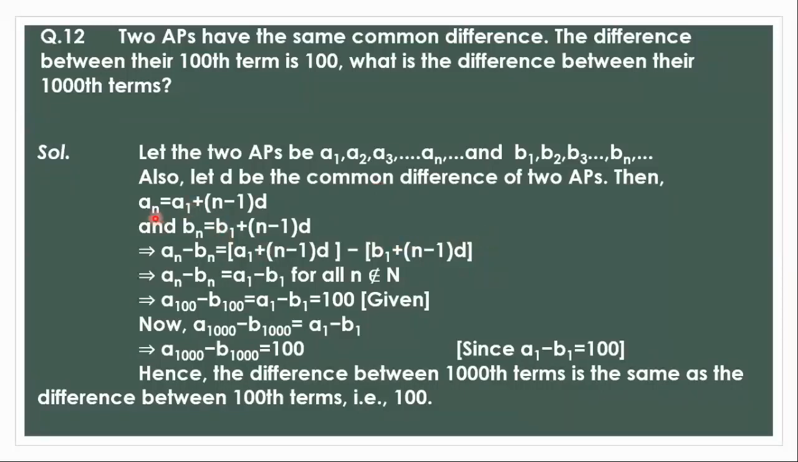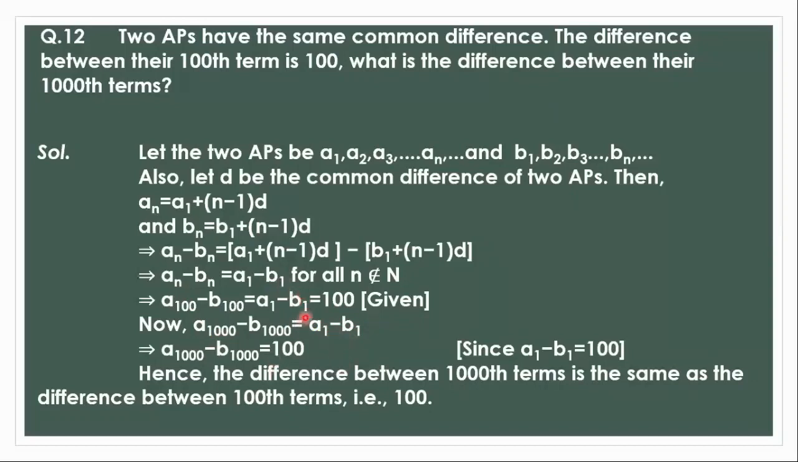First, we'll take AN is equal to A1 plus (N minus 1) into D, and BN is equal to B1 plus (N minus 1) into D. Even if you apply the 100th term here, you'll be getting A100 minus B100 also, like A1 minus B1, the same value. Even if you apply 1000 in the place of N, that value is nothing but A1 minus B1, the same thing we'll get.